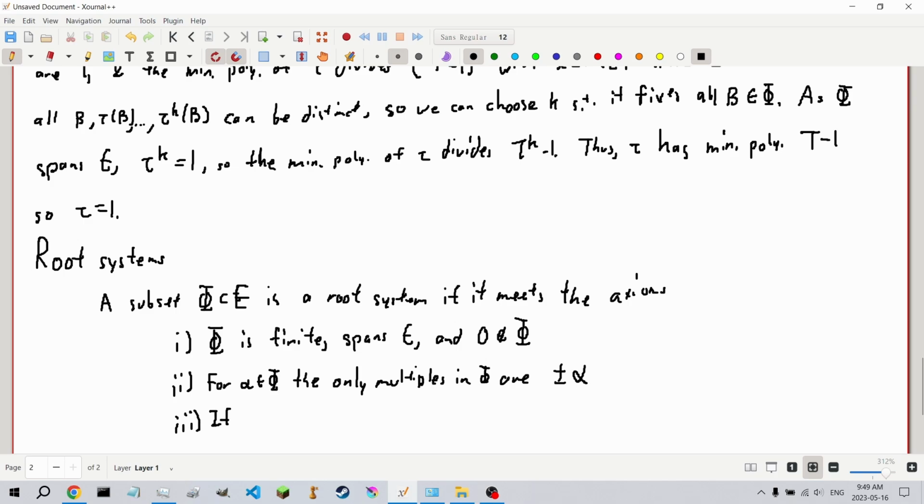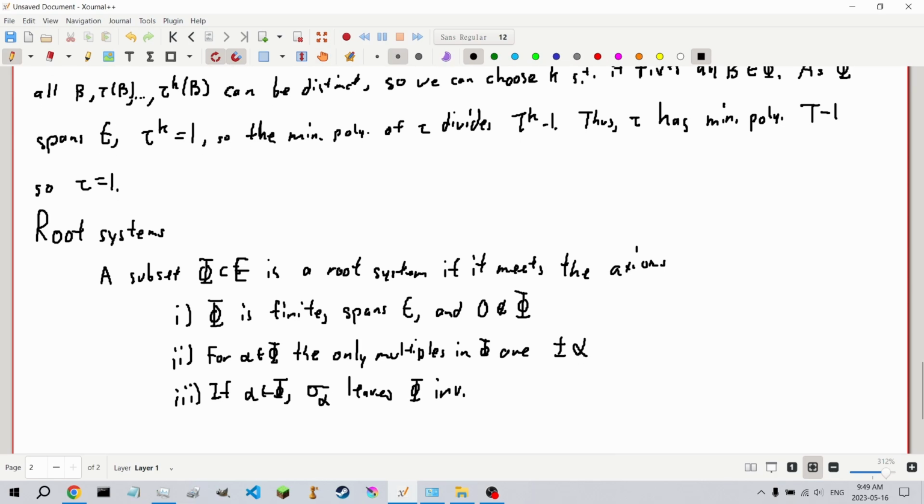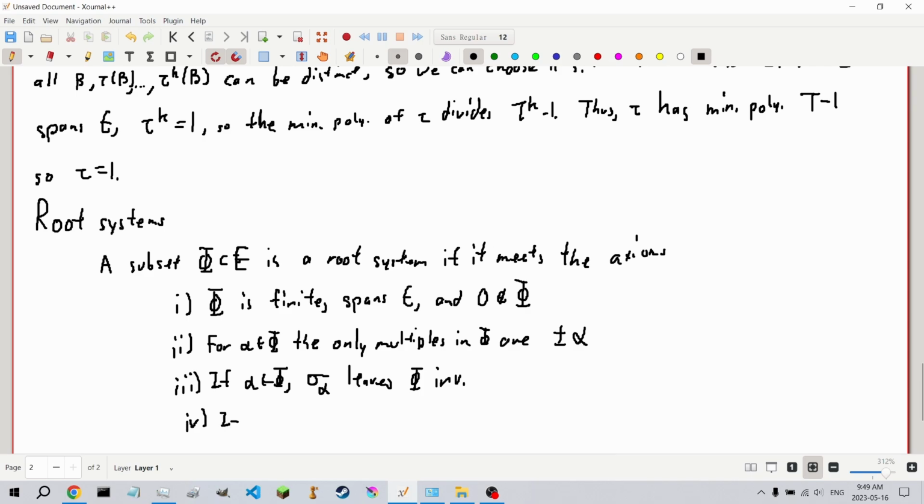Third, if alpha is in phi, the reflection generated by alpha leaves phi as a whole invariant. And four, if alpha and beta are roots, then 2 times the form of beta with alpha over the form of alpha with alpha is an integer. And these correspond to the properties we saw way earlier.